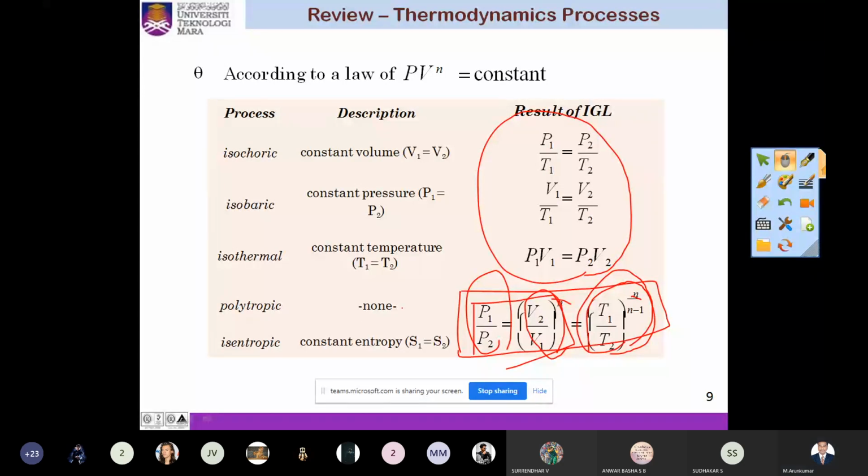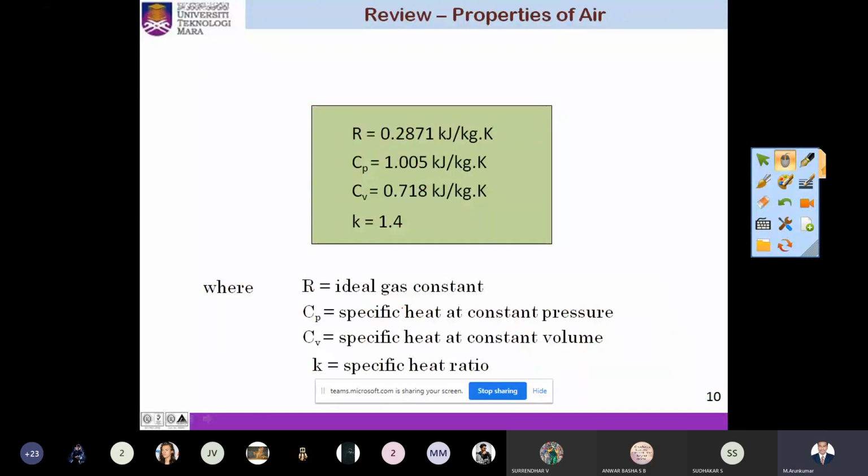So this is for review. Then we can also review the constants. R is the gas constant for air, that is 0.2871, which is also available in your property tables and charts, so you can take it from there. Cp is the specific heat capacity at constant pressure, that is 1.005 kJ per kg Kelvin. And we have the specific heat capacity at constant volume, Cv, that is 0.718 kJ per kg Kelvin. For an ideal gas, K, or n, will be 1.4. So this is the constant for ideal gas.